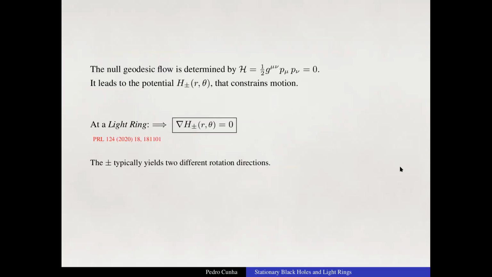Having discussed the underlying spacetime assumptions, we can now make a few comments about the null geodesic motion. Due to the Killing symmetries, the Hamiltonian can naturally be used to construct a potential H. And importantly, a vanishing gradient of H is both the necessary and sufficient condition to determine the location of a light ring. To simplify the discussion, I will ignore the fact that there are usually 2 potentials for H, each for a different rotation direction. I shall consider only the positive one.